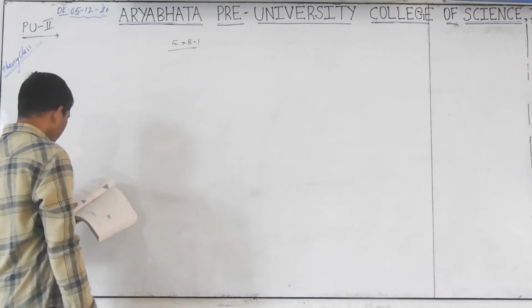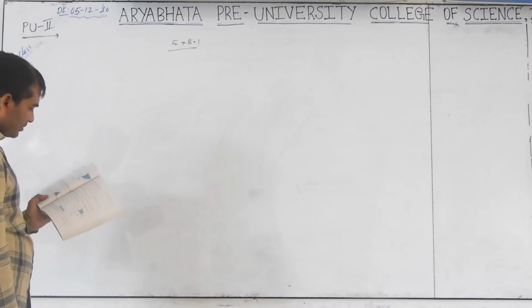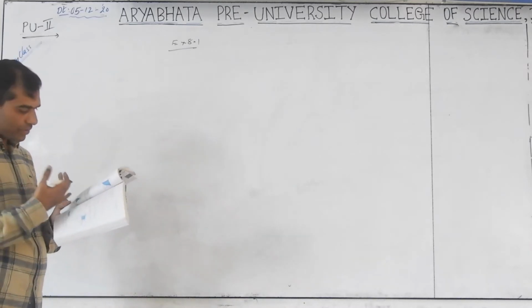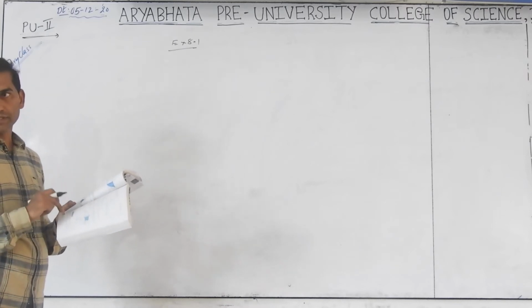So examples 4 and 5 we will discuss later, because first we discuss the basic level questions. This is a level 2 question, we will discuss it later after finishing this exercise.